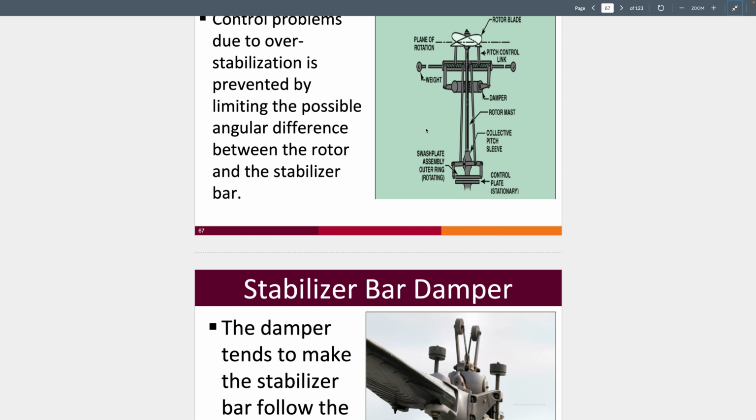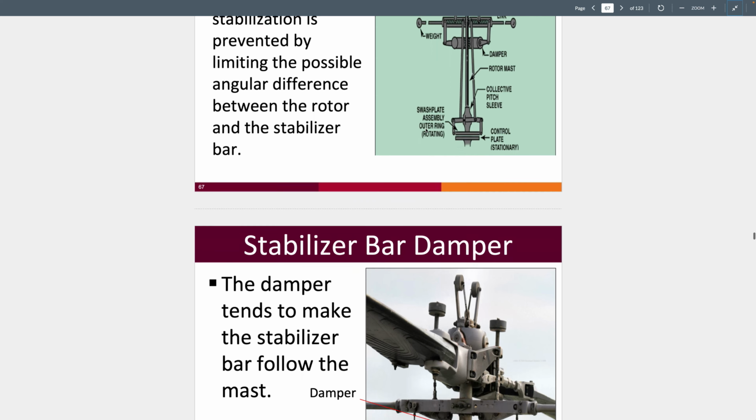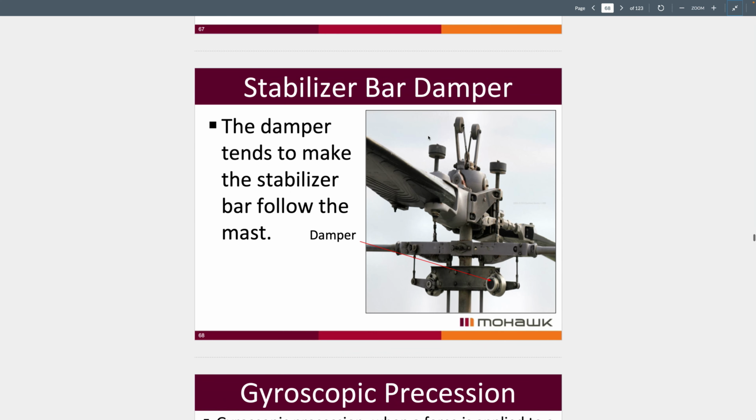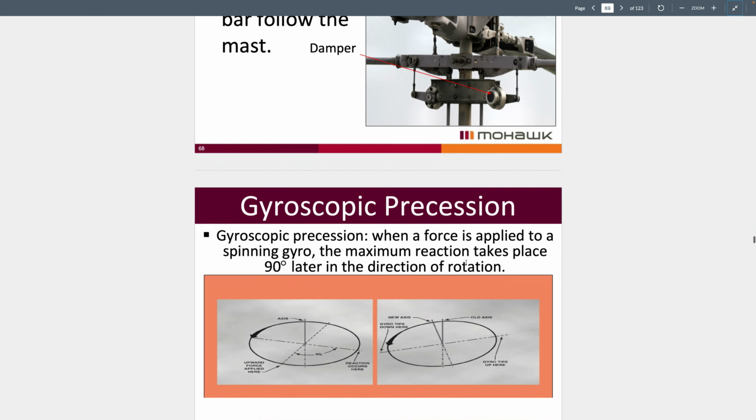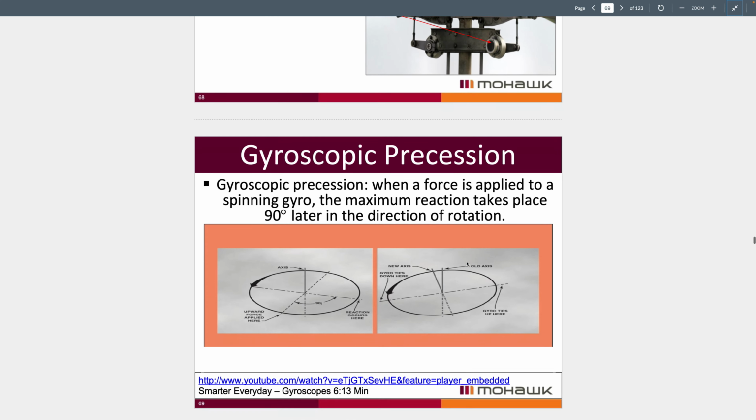So we call this overstabilization. And to prevent that from happening, in design, a damper is installed. And this is the damper. So the damper prevents the stabilizer bar from being over effective.